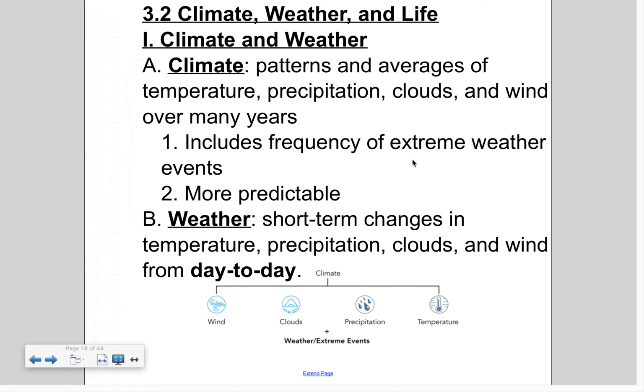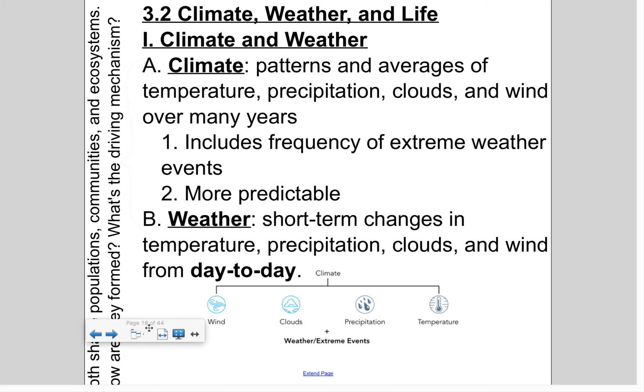Okay. Weather, on the other hand, is very short term. Temperature can change from day to day. I mean, we live in Minnesota. We experience this all the time. One day it's 60 degrees and sunny, and the next day we're having a blizzard. Okay. Precipitation, clouds, wind. So weather is day to day.